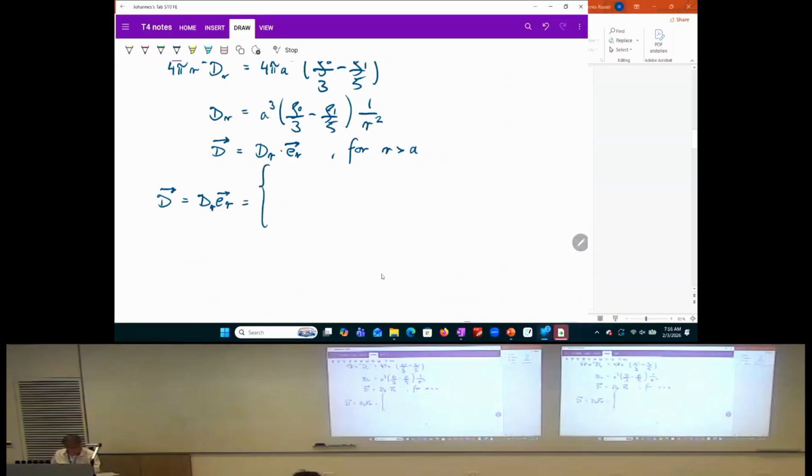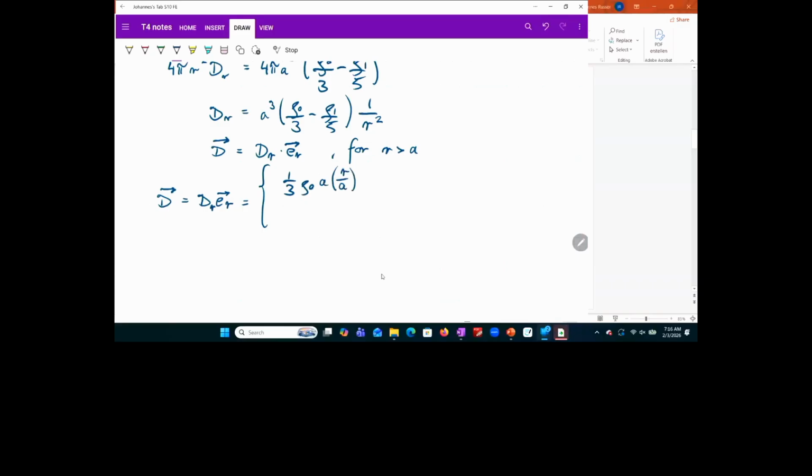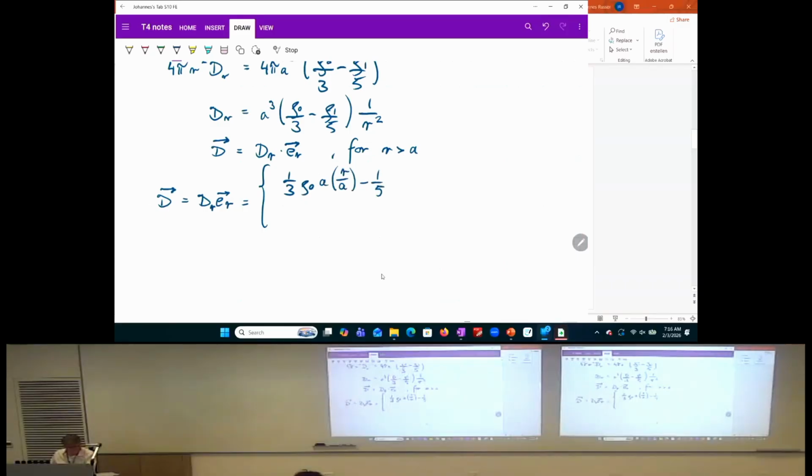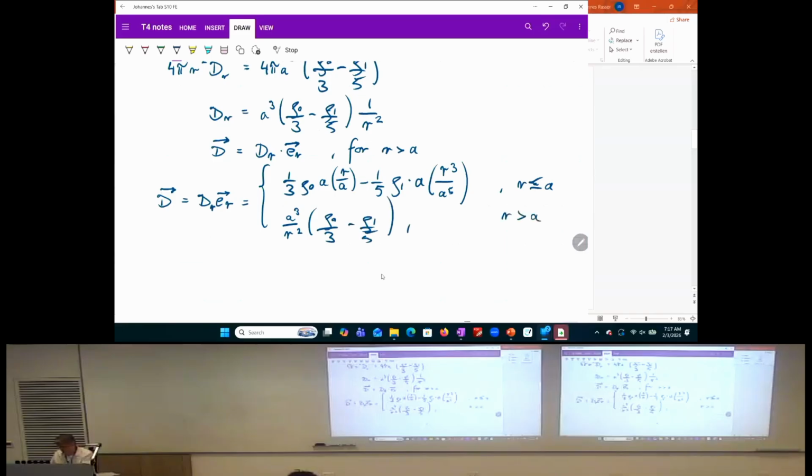And this is either, we have here 1 over 3. Sorry, that is 1 over 5, rho 1 times A, R to the power of 3 over A to the power of 5, for R smaller or equal to A. And the other one is here, this A to the power of 3 over R squared, rho 0 over 3 minus rho 1 over 5. This is for R larger than A.